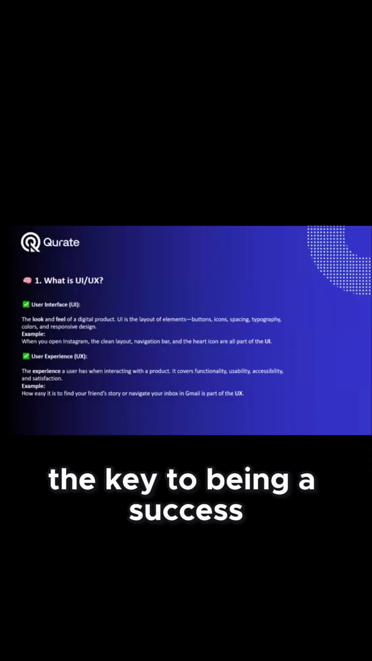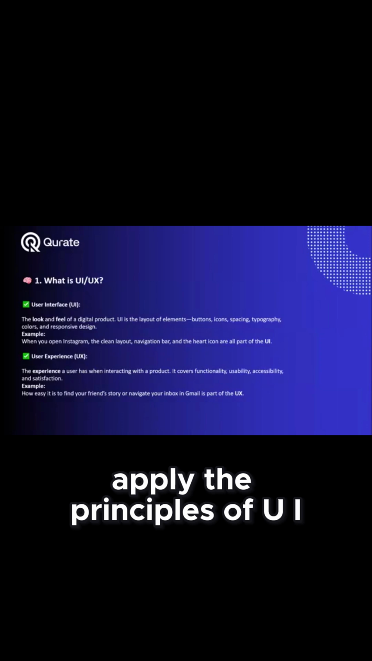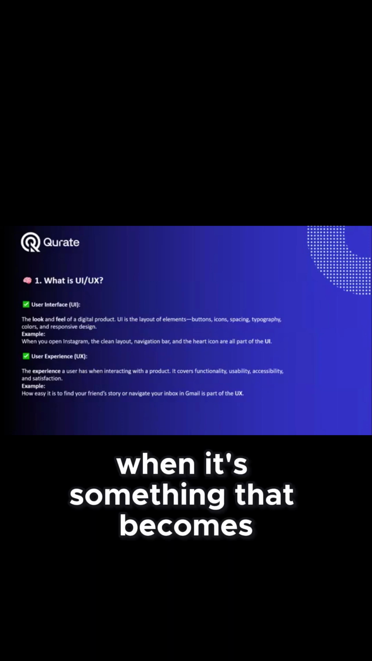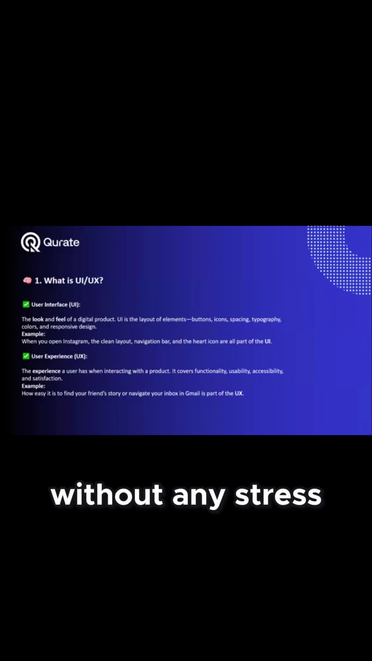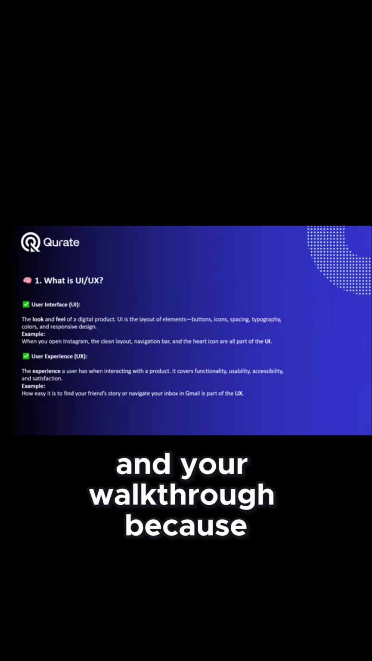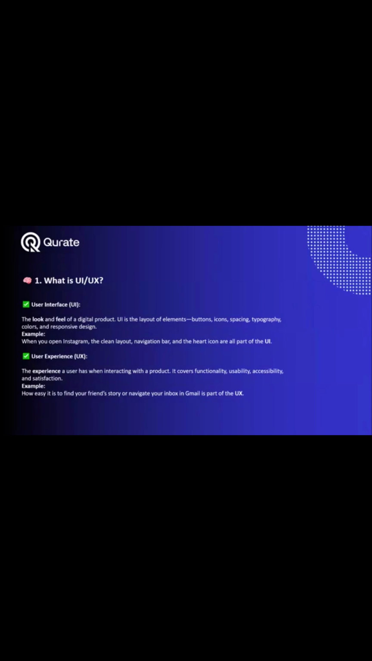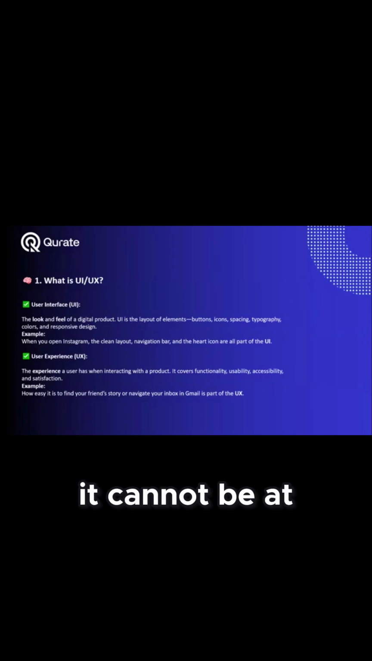One of the keys to being a successful UI UX designer is finding simple areas to apply the principles of UI UX, even in your day-to-day lives. Because when it becomes part of you, you find yourself easily, without any stress, applying it in your design and your workflow. The importance of ensuring usability of a product cannot be overemphasized. It is extremely important.